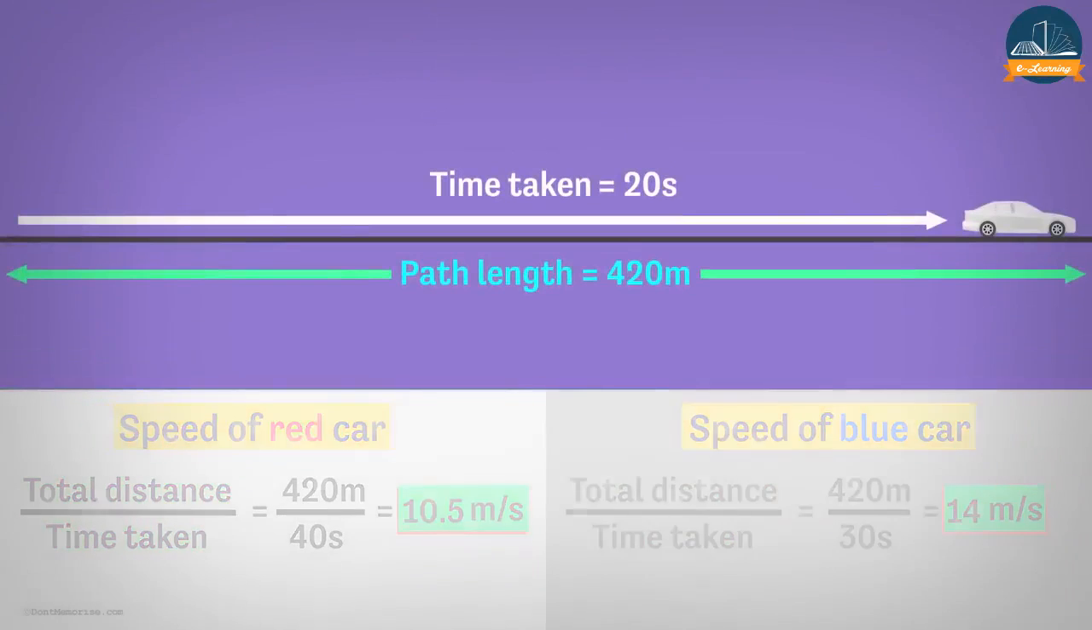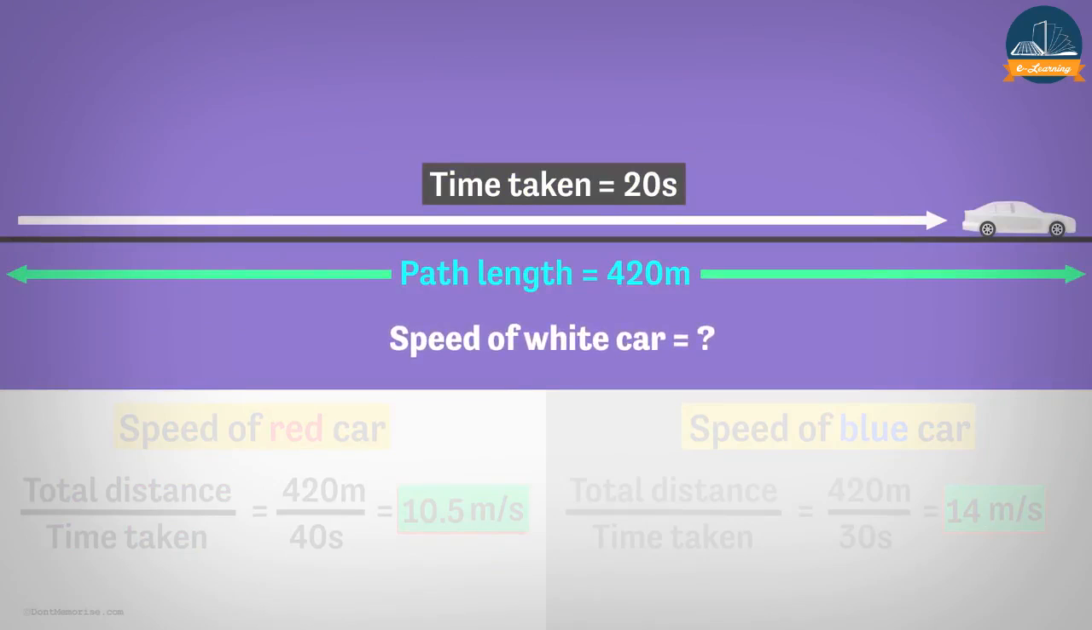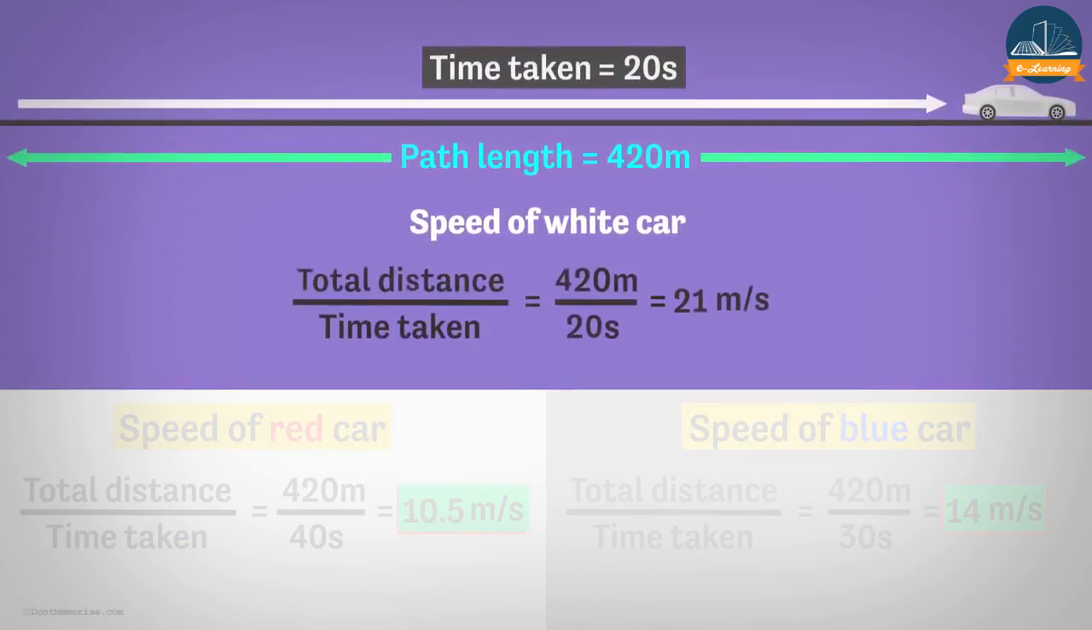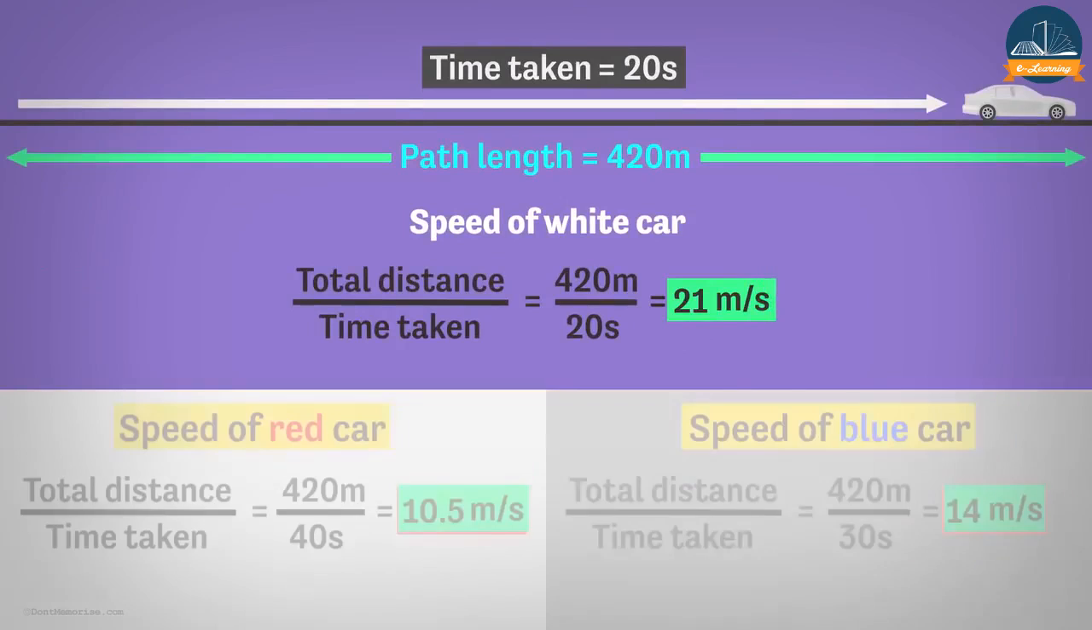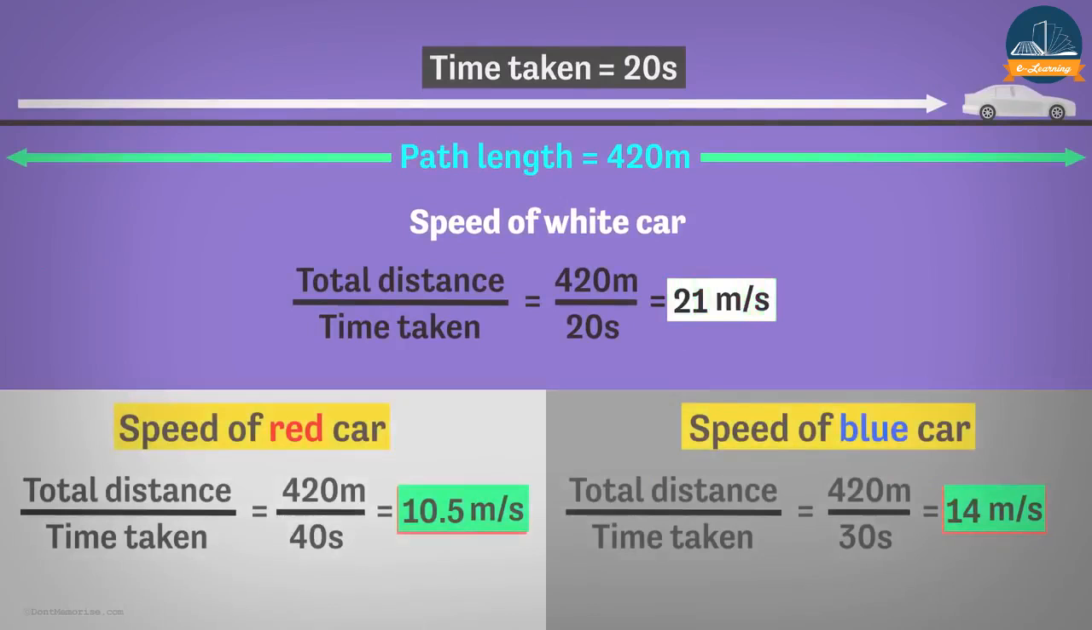Let's bring in a third car, which covers the same distance in 20 seconds. So what is its speed then? The speed is 420 meters over 20 seconds, which will give us 21 meters per second. And you can see this ratio is the greatest of all.